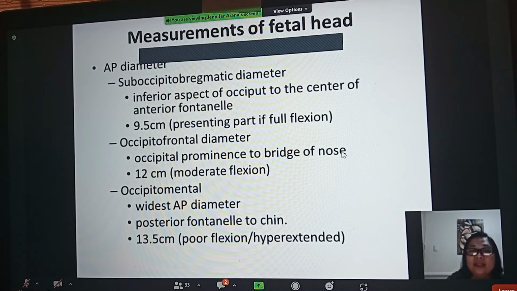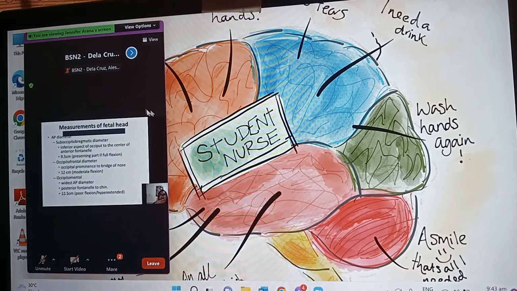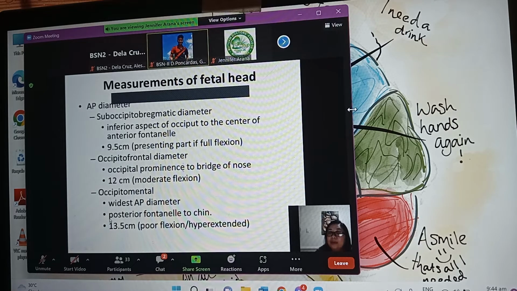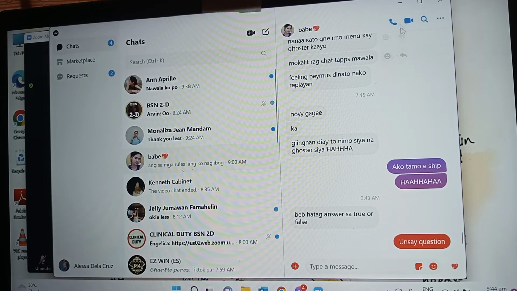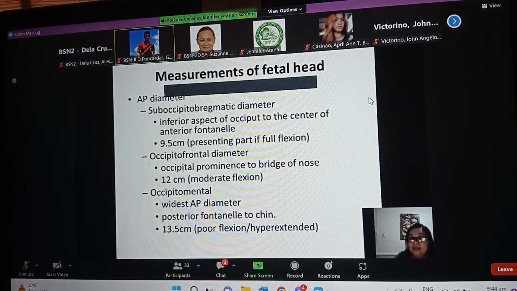And then we have the occipital mental diameter, which is the widest anterior-posterior diameter. This is measured from the posterior fontanelle to the chin. And it measures around 13.5 centimeters. This would be the presenting part when the child is in poor flexion or pag naka-hyper-extended ang head or ang presenting part sa fetus. Muning lisod siya kung paanakon kung maoning gauna ang occipital mental na diameter, no? Kay dako kayo moagi sa maternal pelvis.